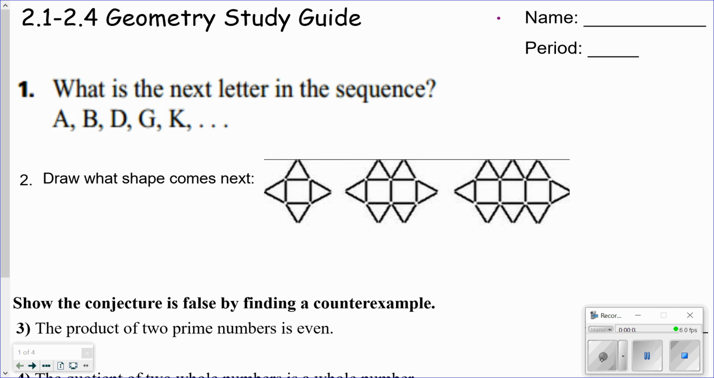Today we're going to go over the 2.1 to 2.4 study guide. Please remember the test will be tomorrow.